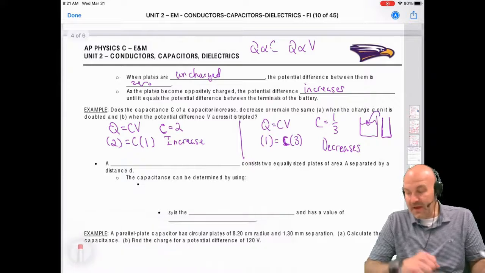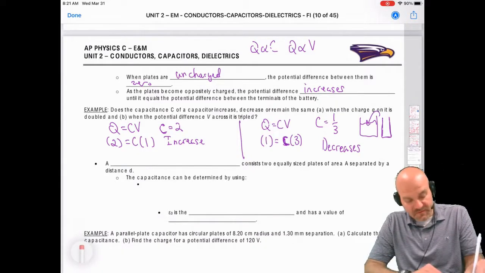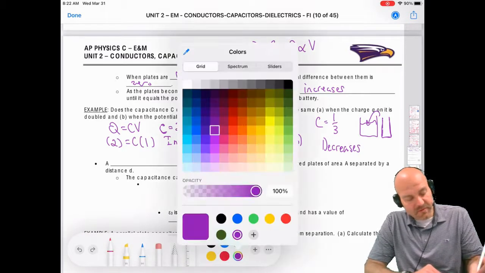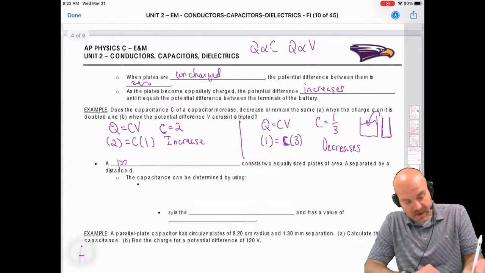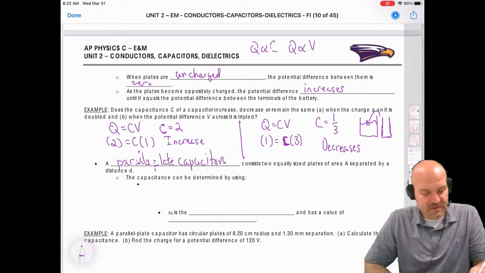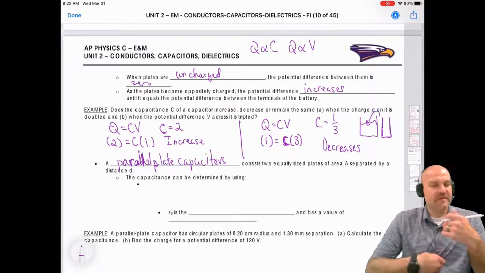Okay. Now, capacitance also does depend on the distance between them, and that's really focused around what are called parallel plate capacitors. So a parallel plate capacitor, and generally this is the capacitor that we do use. Okay, there's a simple device that you can use in a classroom called a Leyden jar. And so this is what happens.